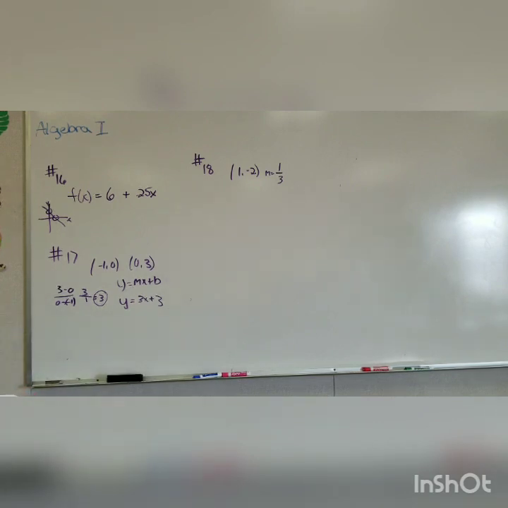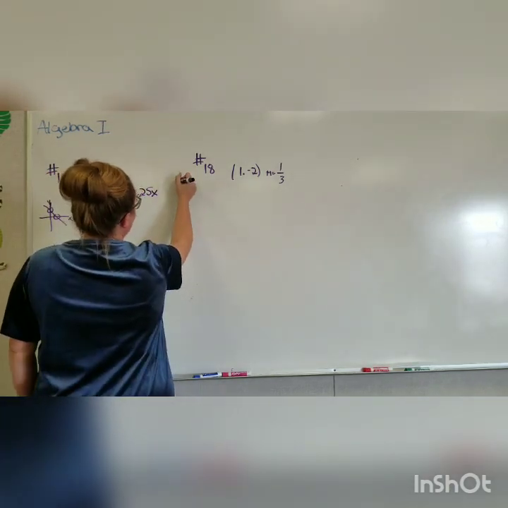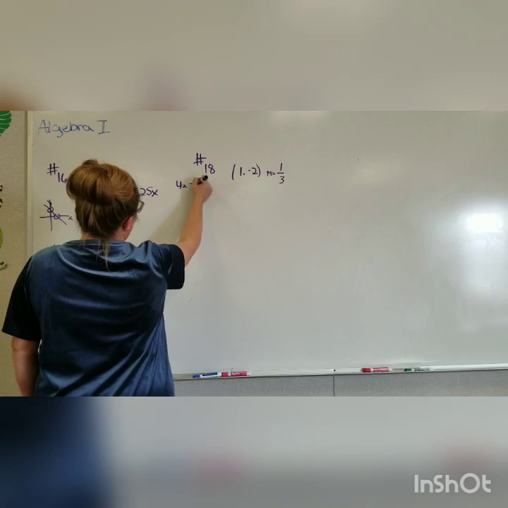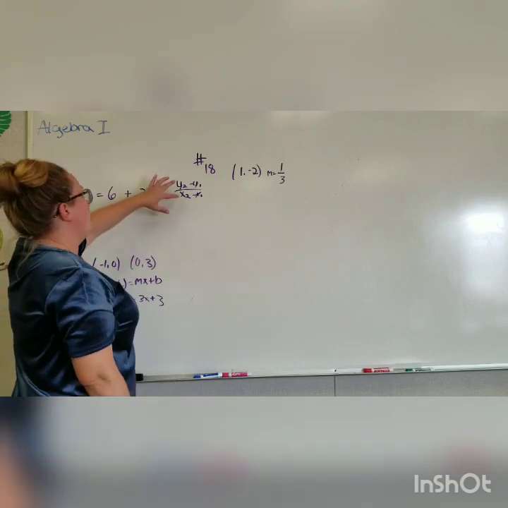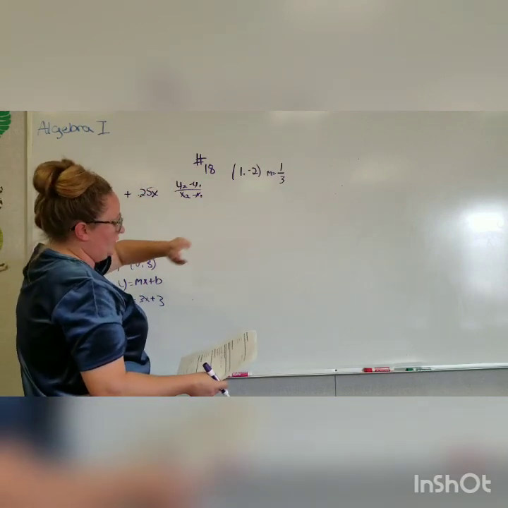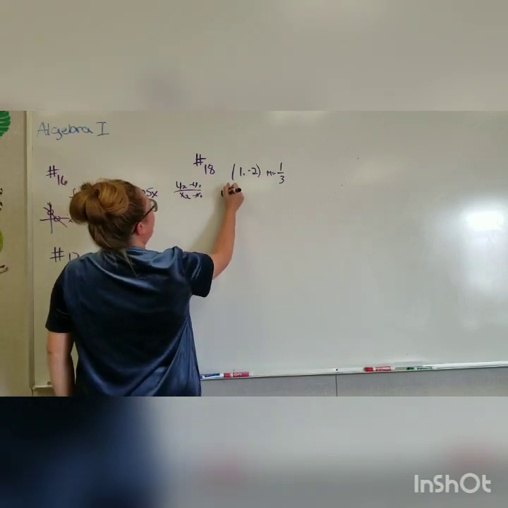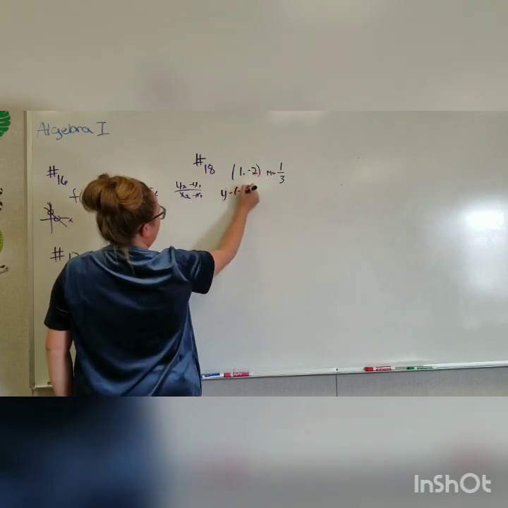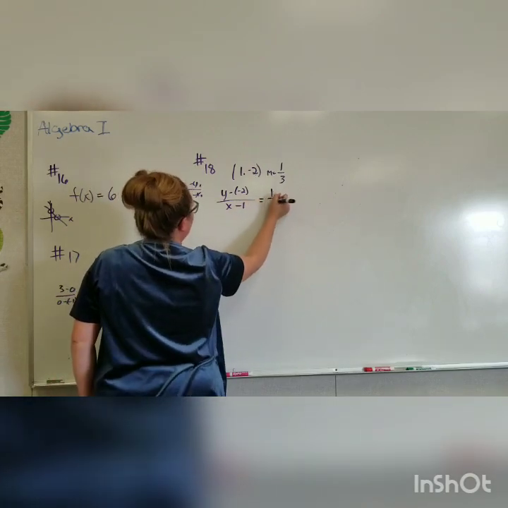Now problem number 18, they give you a little bit different problem. In this problem, they give you a point and your slope. You're going to use the point-slope form, okay? Point-slope form is that you know your slope and you know your point. So the equation for slope is y2 minus y1 over x2 minus x1. You know one of these points, but you don't know the other. So what you're going to do is leave these blank and put the point you do know in here. You're going to say y minus the y point, which is -2, over x minus the x point, which is 1, should equal the slope of 1/3.